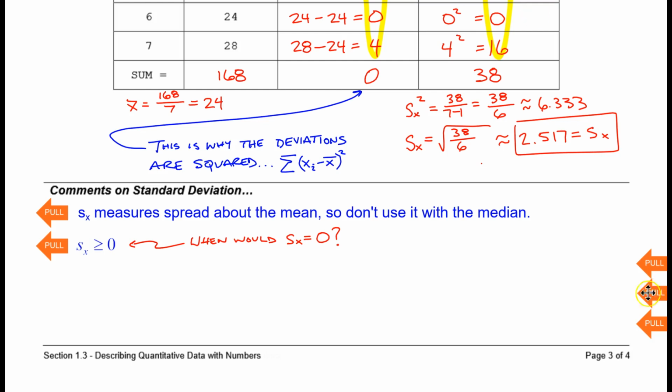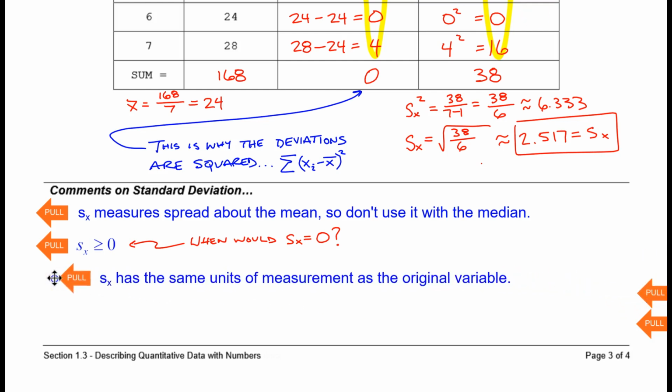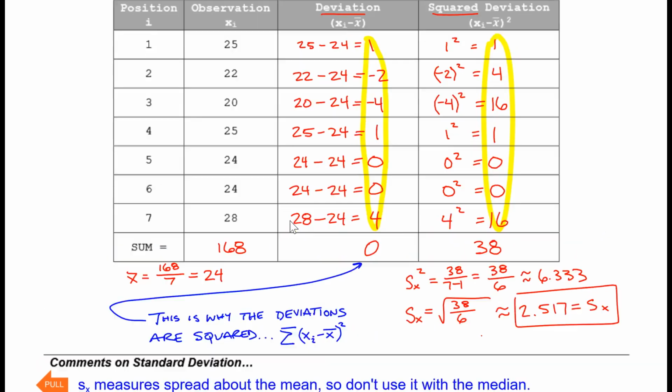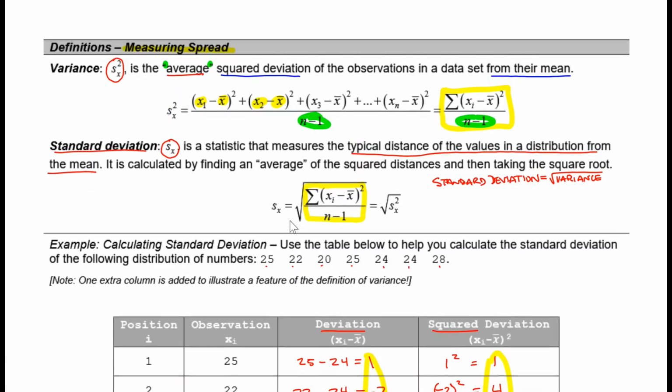All right, some other comments about standard deviation. Standard deviation has the same units of measurement as the original variable. So if my original variable is in hours, then the standard deviation is in hours. If the original variable is pounds, then the standard deviation is pounds. So just looking back up at our definitions, if the standard deviation has units that are the same as our variable we're measuring, that means the variance has units squared.